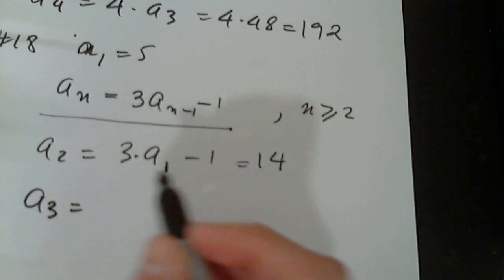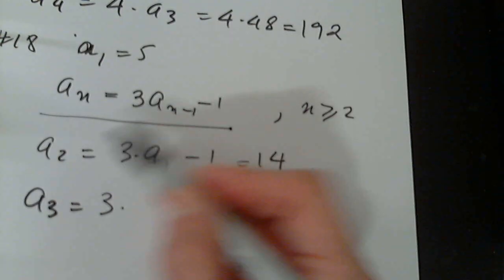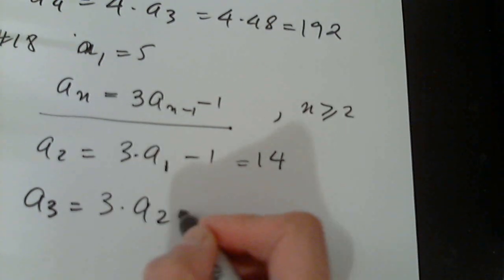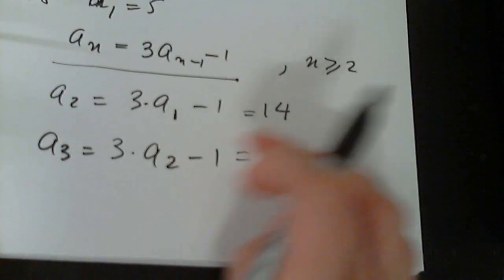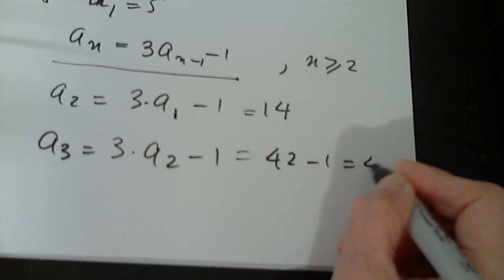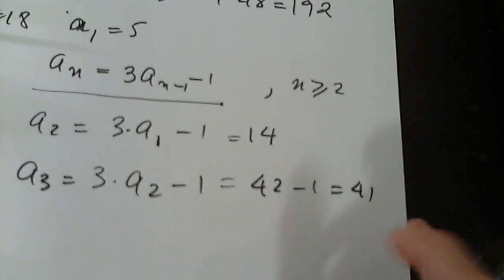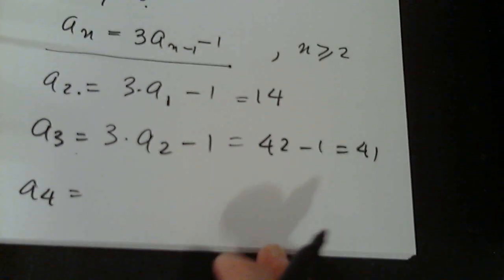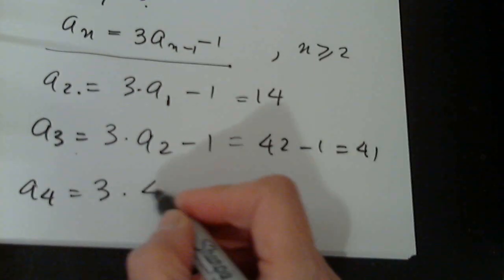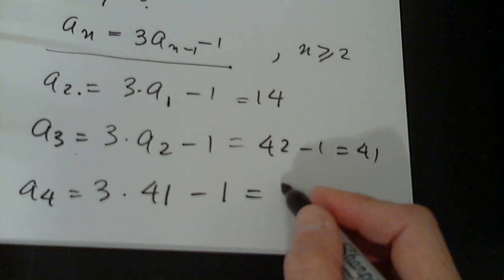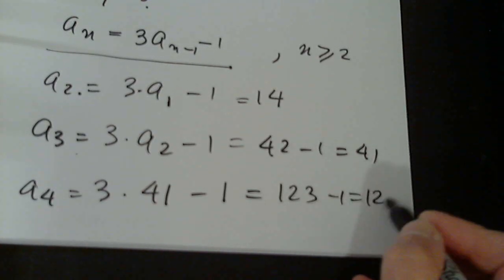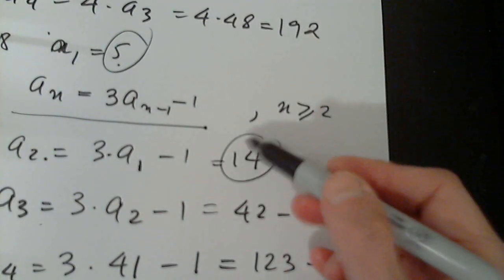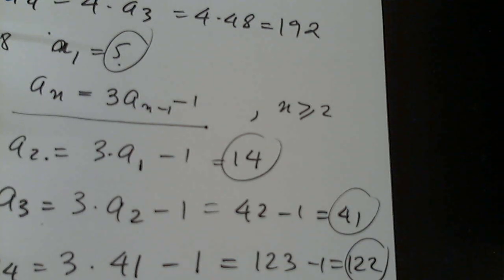Now A sub 3 will be 3 times A sub 2 minus 1. So 3 times 14 is 42 minus 1 is 41. So we have the first term, we have the second term, we have the third term. Now we want the fourth term. 3 times the previous one, but minus 1. So 123 minus 1, 122. So what are the first 4 terms of this sequence? 5, 14, 41, 122.